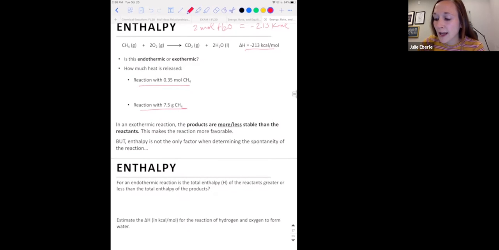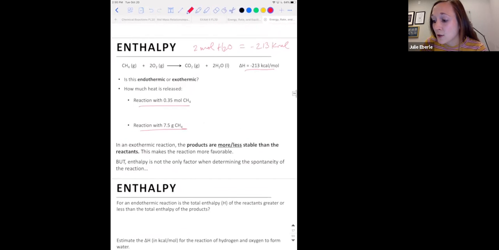So I want you to be able to look at a reaction, make a relationship like what we just drew out, and then use this as a conversion factor. If I said, okay, you have 4 moles of water, how much energy would be produced? Be able to calculate things like that.